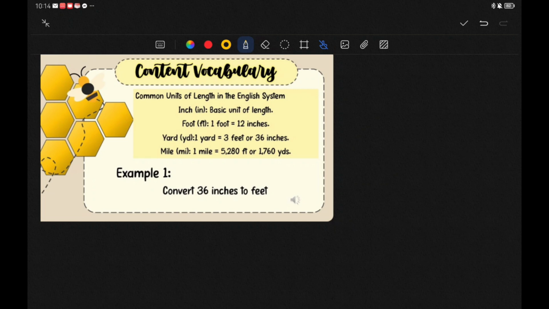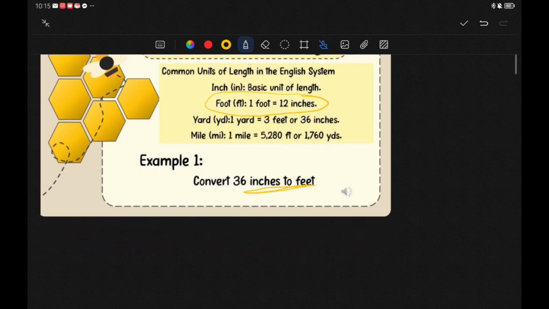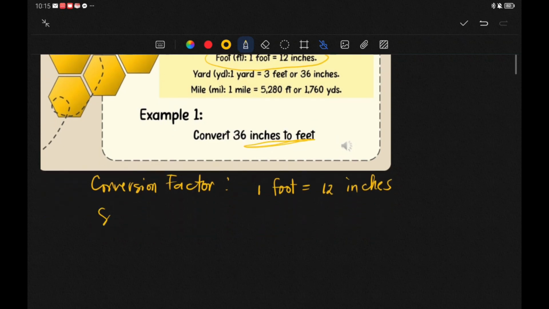Now, in converting 36 inches to feet, we are going to use the common conversion of units of length. So, inches and feet, we are going to use this one. That is our conversion factor. So, we have 1 foot is equal to 12 inches. Now, since we have selected our conversion factor, now let us solve. So, this is our solution.